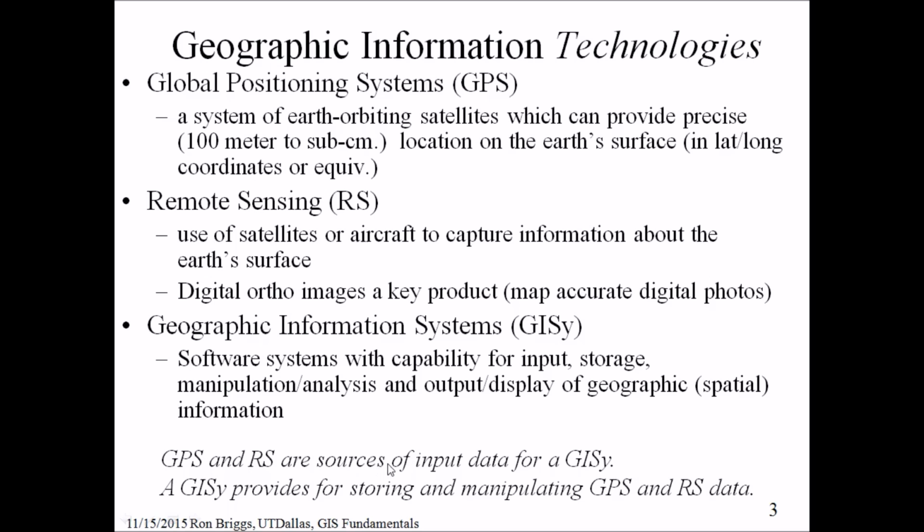GPS and RS are sources of input data. They act as input data for this geographic information system, while the GIS provides for storing and manipulating this GPS and RS data. There are various other data which can also be inserted. These are the basic, important major data.